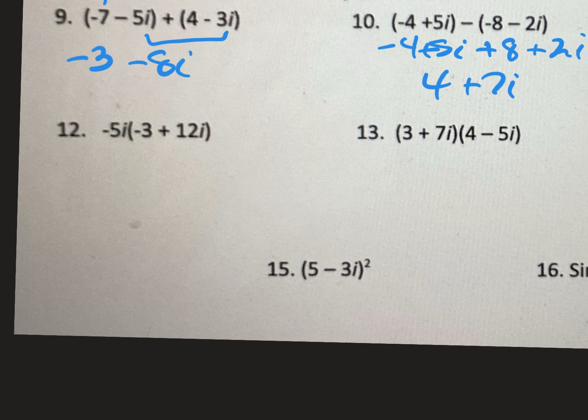Number 12, just distribute here. Negative 5i times 3 is positive 15i. Negative 5 times 12 is negative 60i squared. The i squared changes that negative 60 to positive 60. The 15i stays like it is.